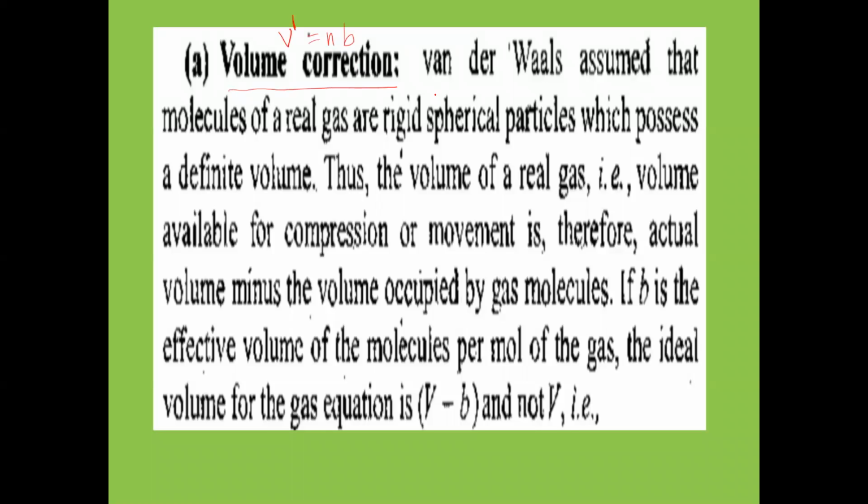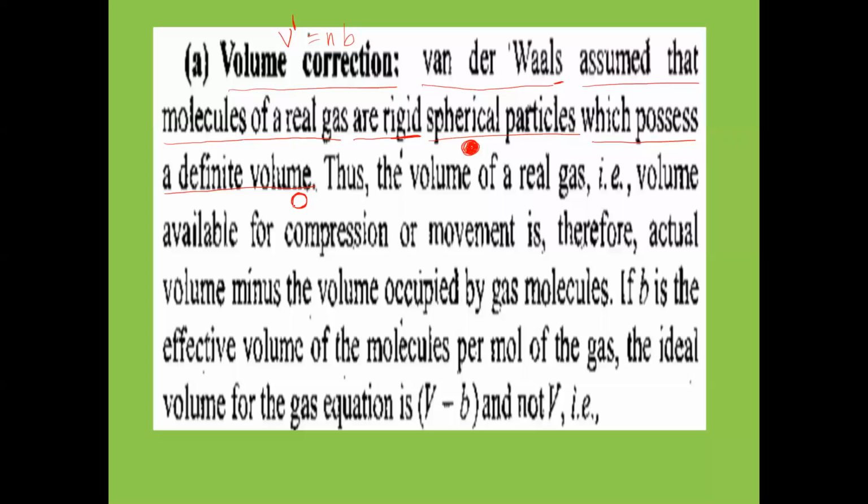Okay. Now here see, Van der Waals assumed. I told you the scientist name is Van der Waals, not Van der Waal. Waals itself is the name of the scientist. So Van der Waals assumed that molecules of a real gas are rigid, rigid spherical particles. Each molecule is a rigid spherical particle according to Van der Waals, and the rigid molecules possess a definite volume.